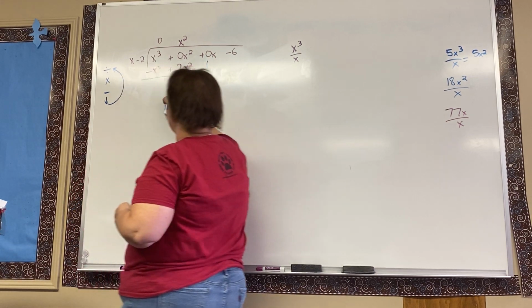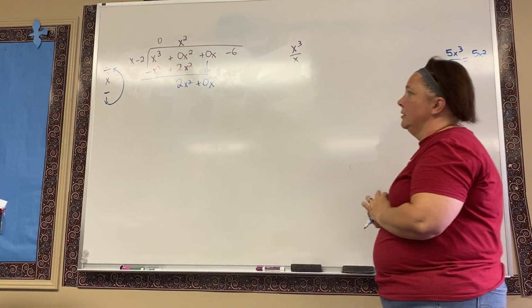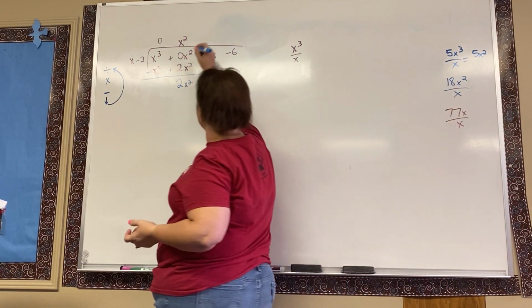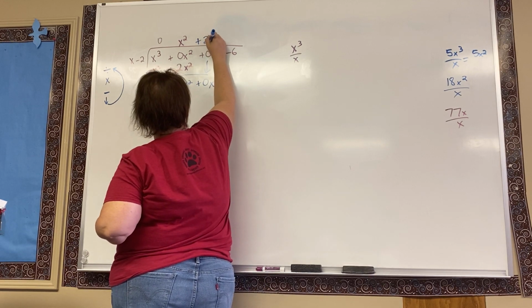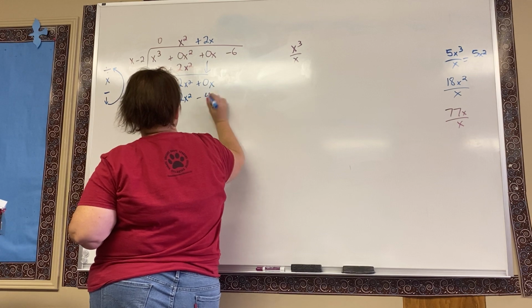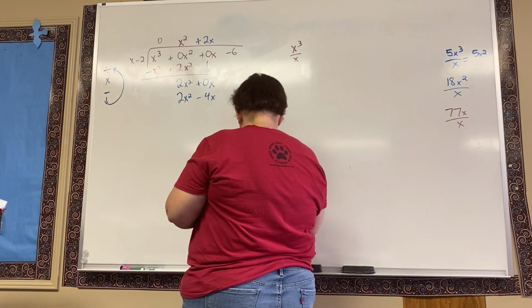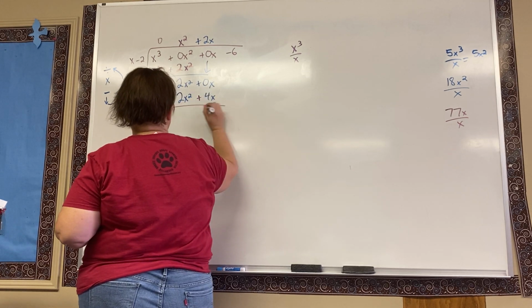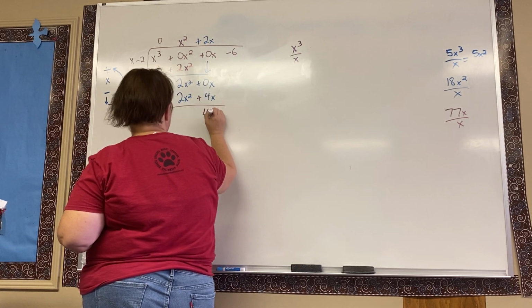Now, how many times does x go into 2x squared? We're just going to take away one of the x's. That's going to give me just 2x. Multiply that out. 2x squared minus 4x. Now I do what? You have to change the sign. Change the sign. There we go. All right. Gives me 4x.